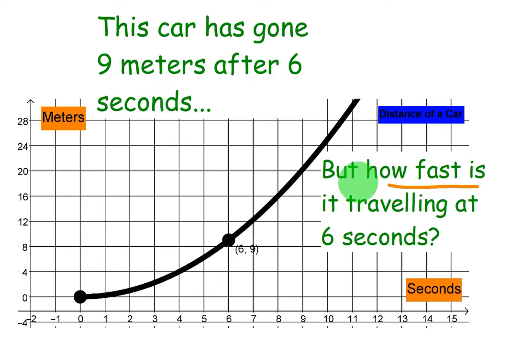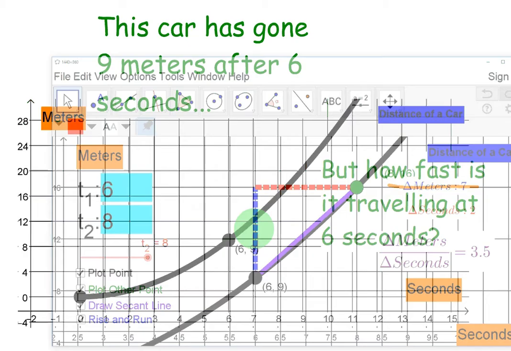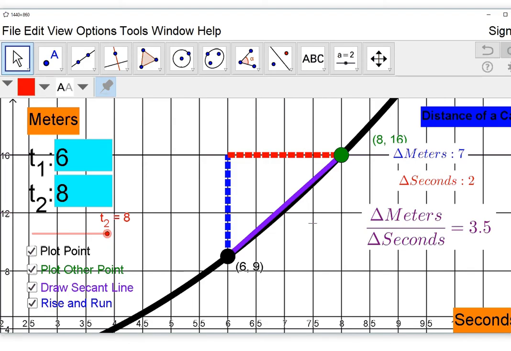But what we want to focus on in this lesson is how fast is the car traveling at 6 seconds, not how far has it gone. That's a pretty wild concept. You would think, well, we can't figure that out because we just have a distance graph. But the point of this lesson is you can figure it out. So let's take a look at this illustration right here.